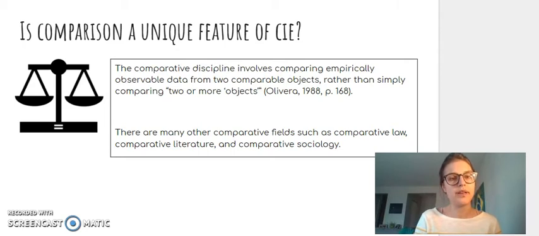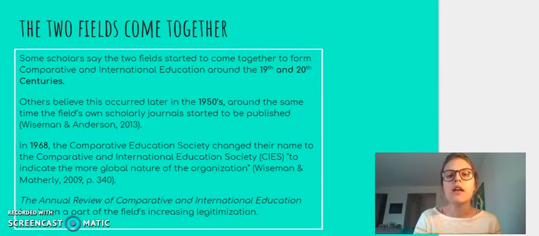But that's just my opinion. So how did the two fields come together? That is pretty important. According to Alexander Wiseman and Emily Anderson, some scholars say the two fields started to come together to form comparative and international education around the 19th and 20th centuries, while others believe it didn't really become a field until the 50s.